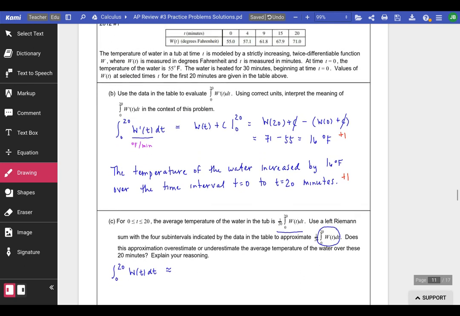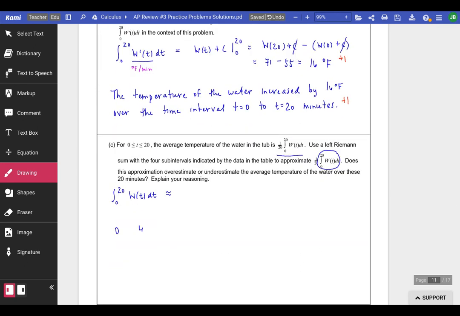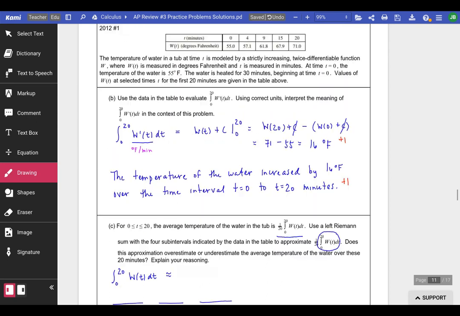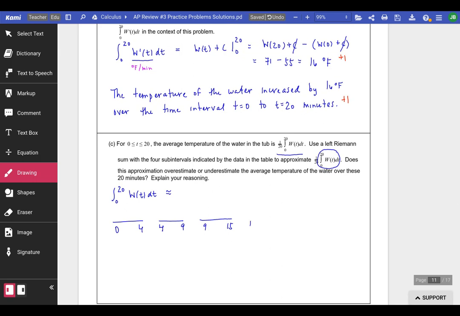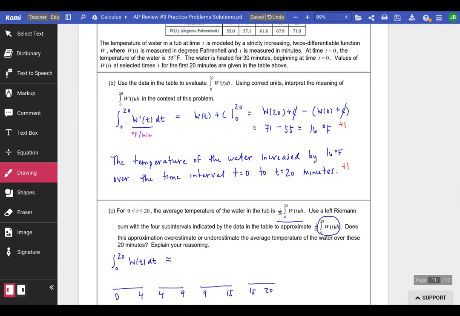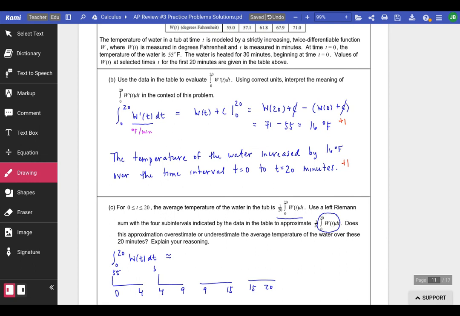So my intervals are going to be 0 to 4, 4 to 9, 9 to 15, and 15 to 20. Sorry for all the scrolling back and forth. So at 0, I've got 55. That was a left Riemann sum, so I've got 55. At 4, it's 57.1. At 9 it's 61.8. And then at 15, we've got 67.9.